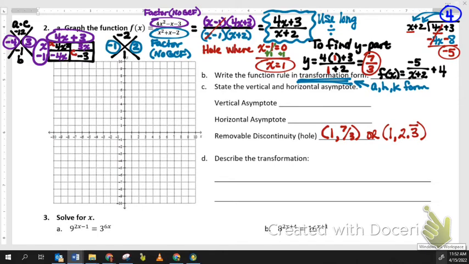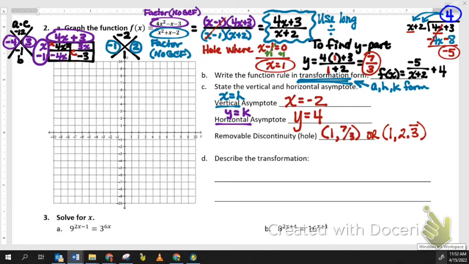Where is our vertical asymptote going to be? Close. x equals negative 2. My horizontal is y equals 4. That would be another good thing to make sure that you have on your cheat sheet. Horizontal is y equals k. Vertical is x equals h. Horizontal is your y equals, vertical is your x equals.